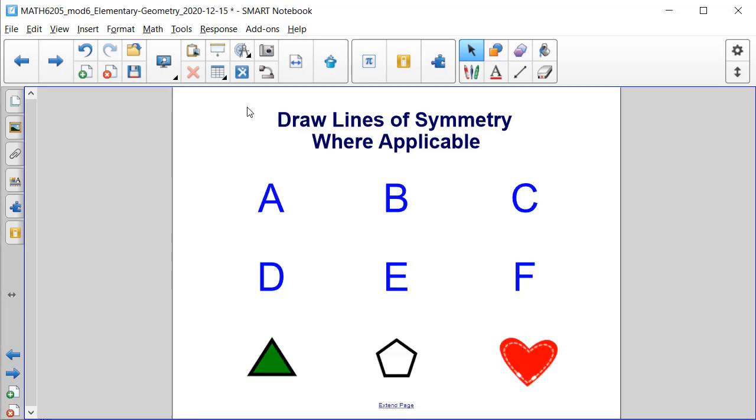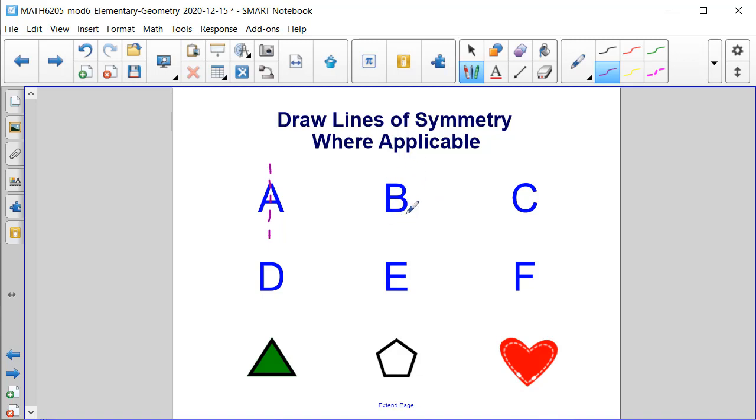Draw lines of symmetry where applicable. Well, let's start with the letter A. The letter A is symmetric about the middle of it. So if we were to draw a line straight down and fold the left side, it would correspond directly with what's on the right side.